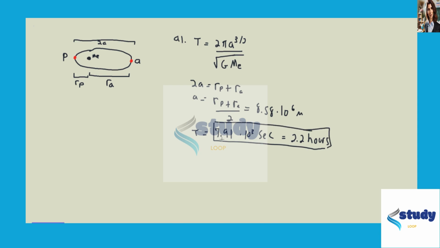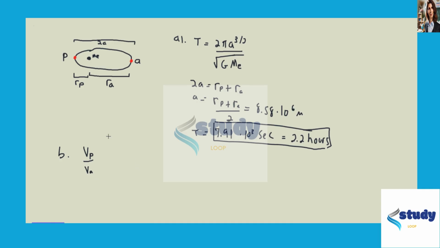So then part B asks us to find the ratio of the velocities at these 2 points. So it wants us to find the ratio of the velocity at the perigee to the velocity at the apogee. And it wants us to do this using conservation of momentum, or rather it gives us a hint that this would be a nice way to do it.